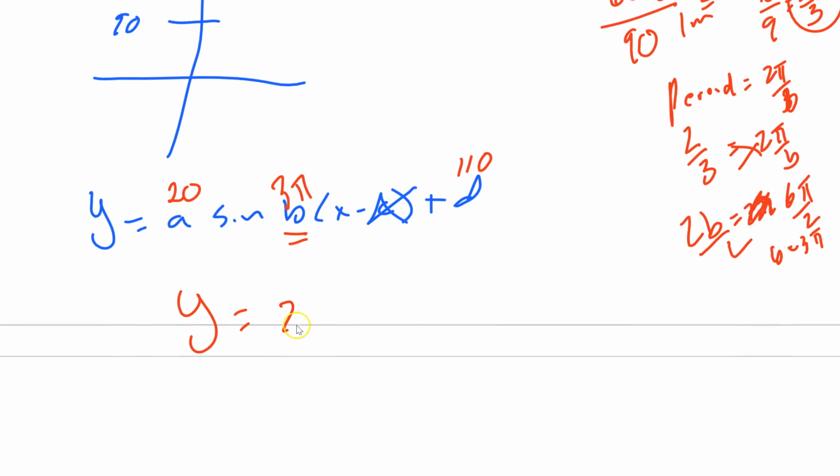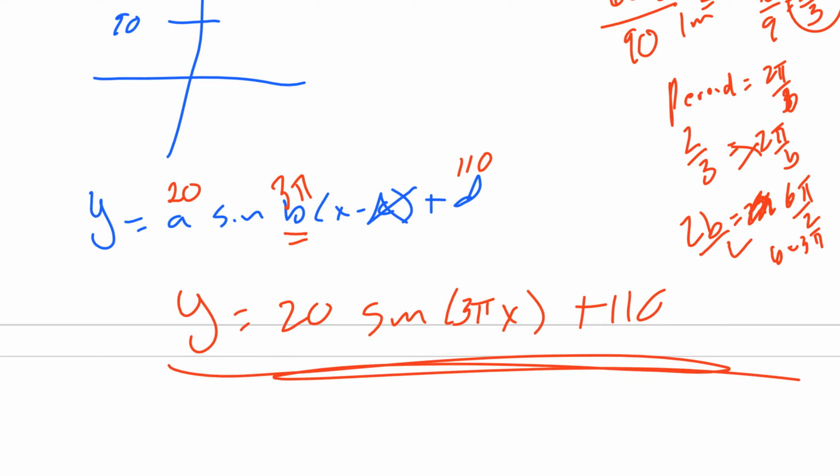Y equals 20 sine 3 pi x plus 110. I put the 3 pi x outside also. And that's it. We're done with this lesson.